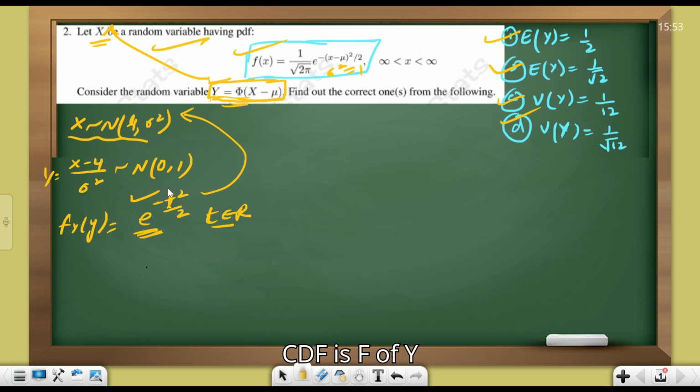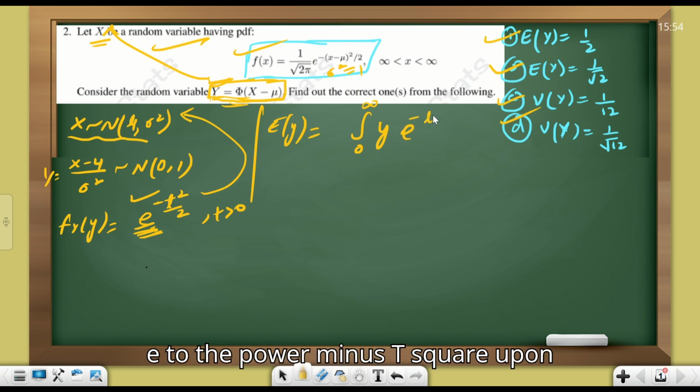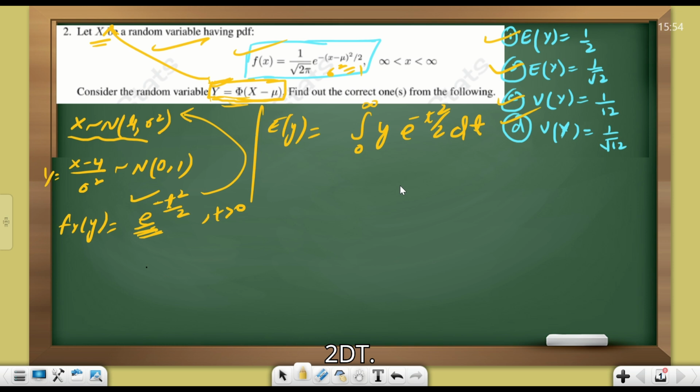है तो ये CDF ही, लेकिन हमें तो small f of y चाहिए ना, तो वो ये होगा. क्लियर है, इस चीज़ को समझो. नाउ अब हमें क्या चाहिए, expectation of y चाहिए. दैट इज 0 to infinity. CDF तो 0 to infinity होता है ना, t is greater than 0. 0 to infinity y e to the power minus t square upon 2 dt.